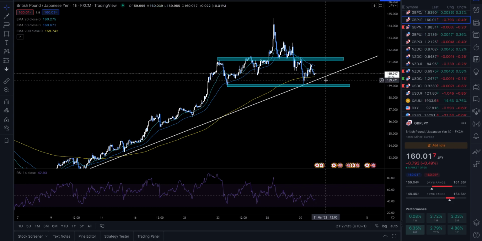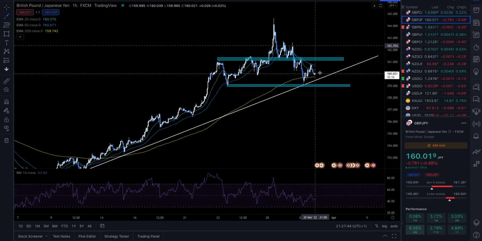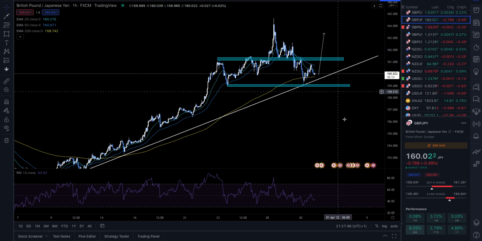We have the JPY basket looking super weak, which means that the yen's strength is weakening and the pound is obviously going to be stronger. So therefore, it'd be likely to see another push higher from GBPJPY.